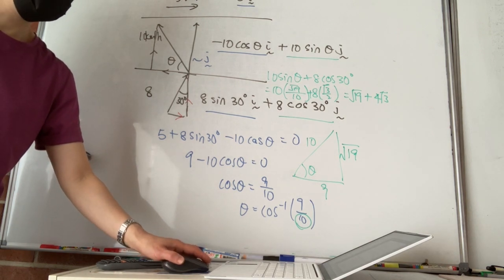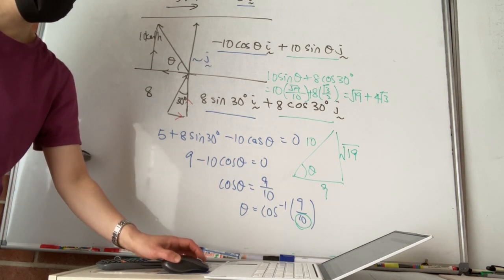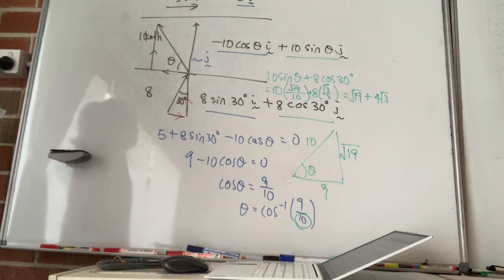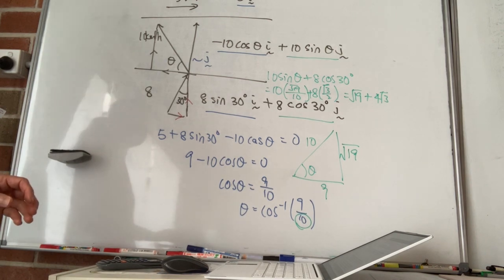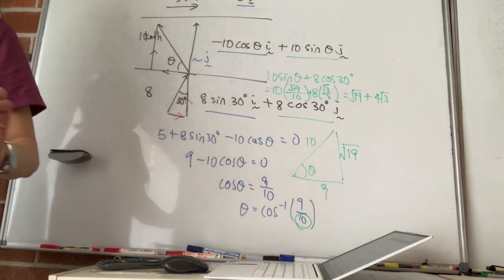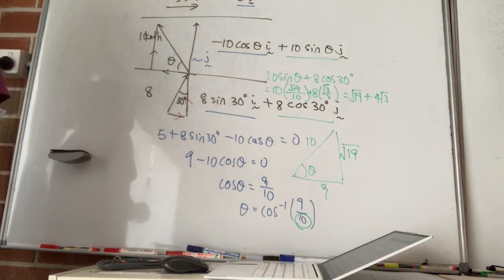So you just say the minimum is 9, and that's because cos theta cannot be greater than 1. Cos inverse of this number cannot be greater than 1. Yes, okay. Makes sense, right?